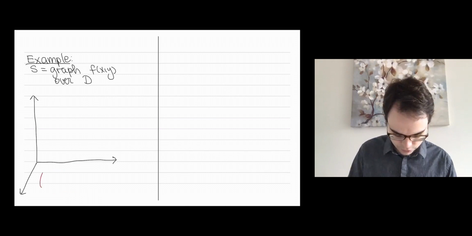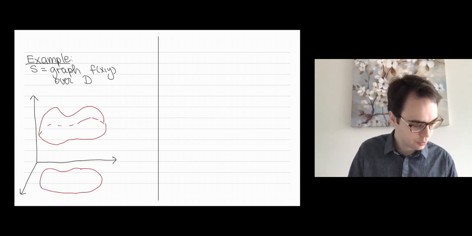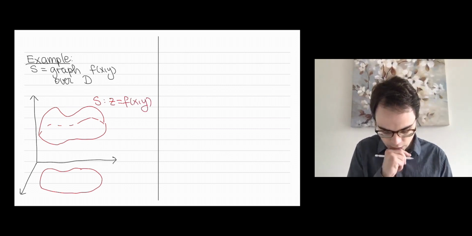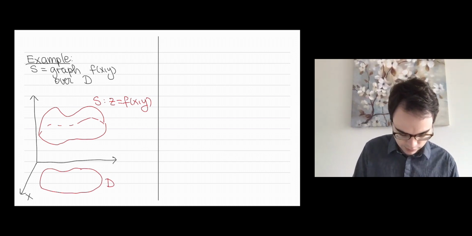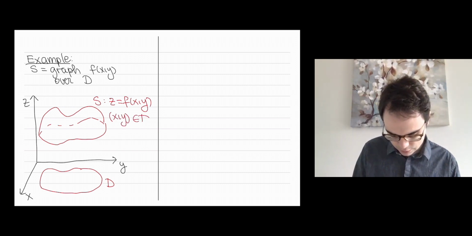Okay, I didn't do a very good job. So here's our graph. S has equation z equals f of x comma y, and x comma y live in D. So D is this region down here of the xy plane. Let me label the axes here. And for this surface, x and y live on the region D.